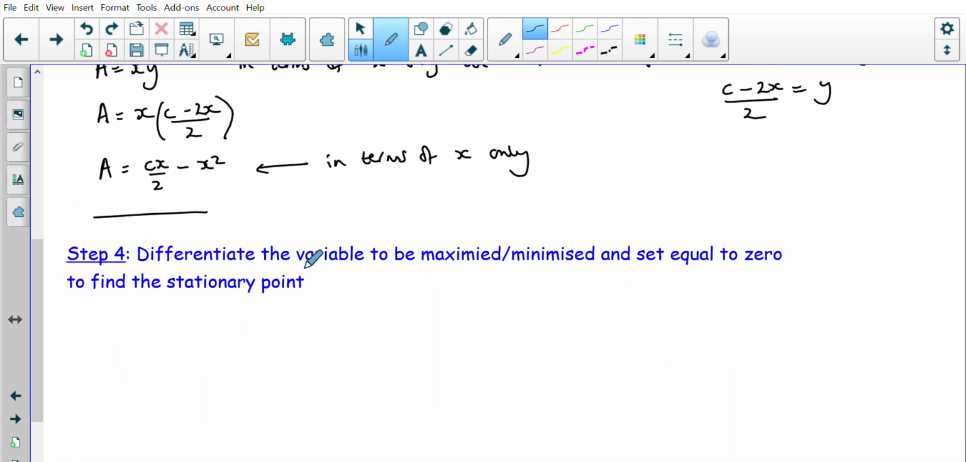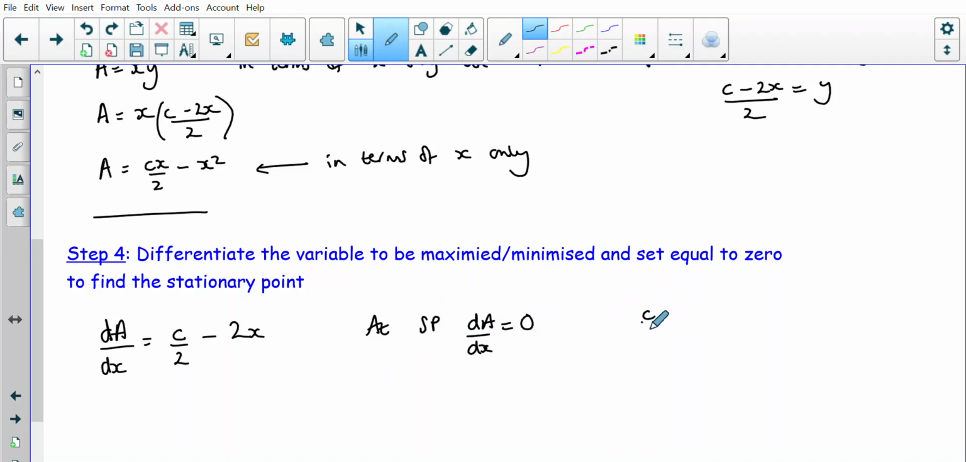So differentiate the variable to be maximised or minimised, so that's the area in this case. This time I'm finding dA by dx. So c is just a number, so when I differentiate cx over 2, I'm just going to get the number in front of the x, which is c over 2, and then that's minus 2x. I'm trying to find the maximum value of the area, so I can write that at a stationary point, dA by dx is equal to 0.